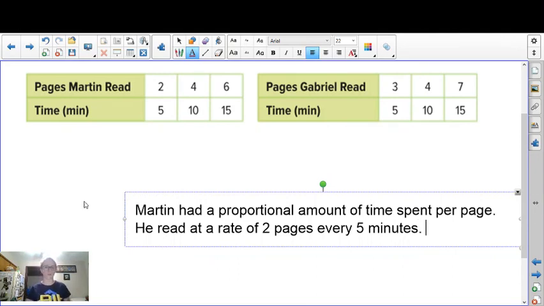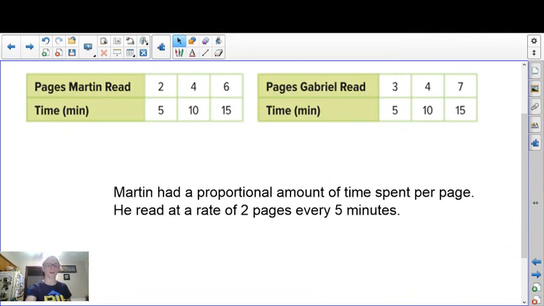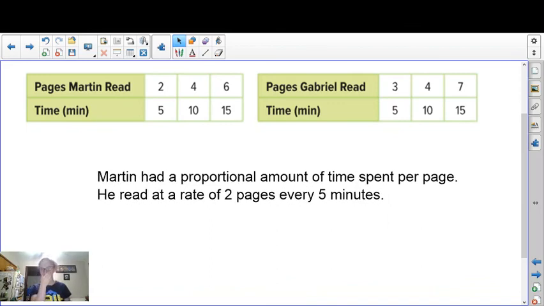Okay, so once we get this done, we should see that Martin had the proportional amount. Every increase in his table reduced down to 2 pages for every 5 minutes. Since that is a constant rate, he is proportional. He has the proportional amount of time.